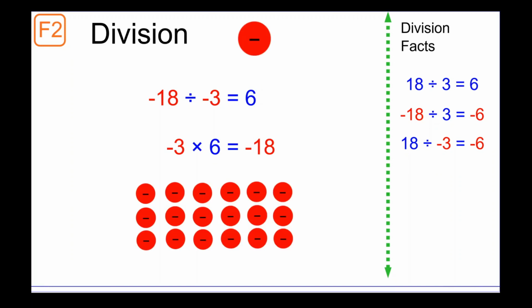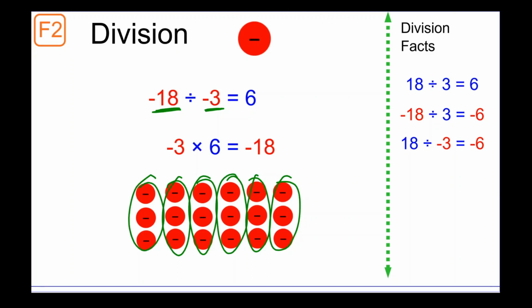There's one more thing we can do to check that this makes sense. We can ask ourselves, how many groups of negative 3 can we fit in negative 18? So here's 18 negative counters. How many groups of negative 3 are there? 1, 2, 3, 4, 5, 6. There are 6 groups.